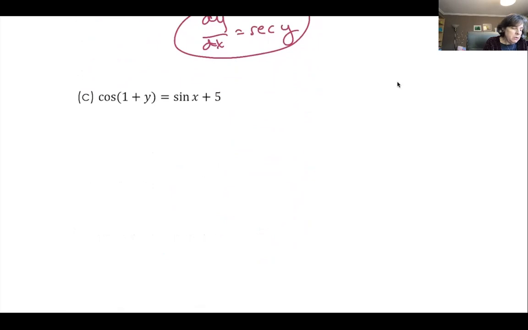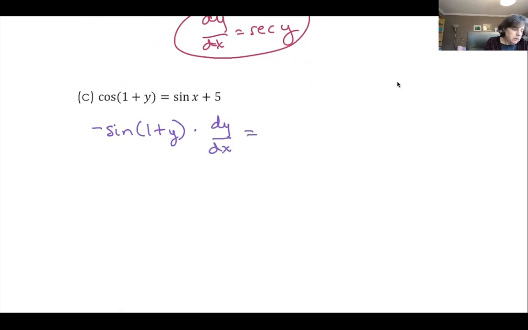All right, again, it would be difficult to solve this equation for y. So we really need to use implicit differentiation. All right, so it's cosine of goobly. The derivative of that is minus sine of goobly times the derivative of goobly. The derivative of 1 plus y is just dy dx.